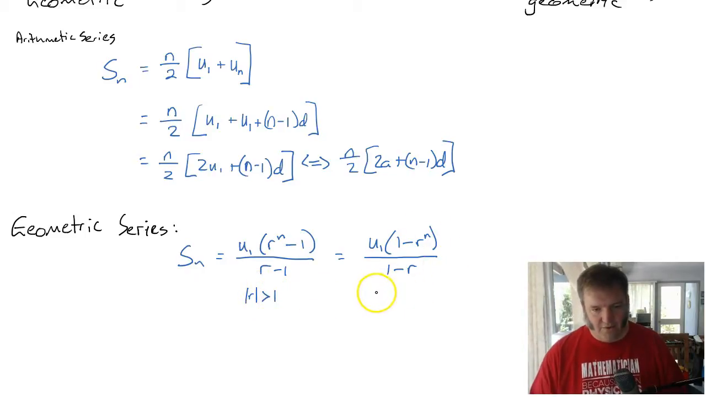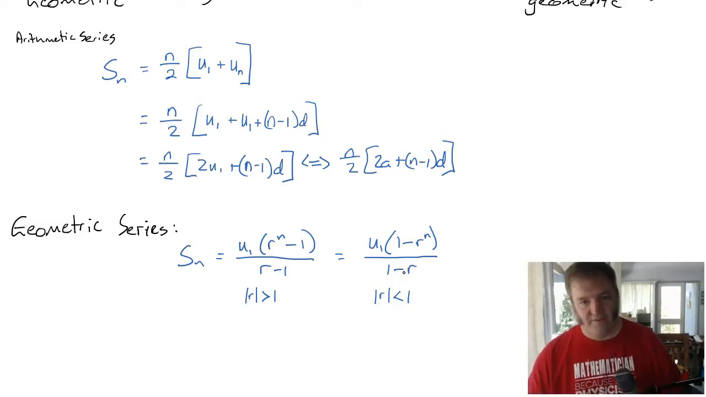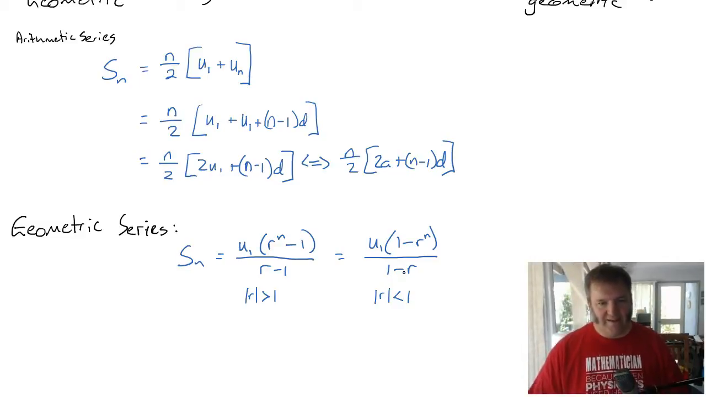This one here we will use when the absolute value of r is less than 1, because between -1 and +1, that would work nicely.